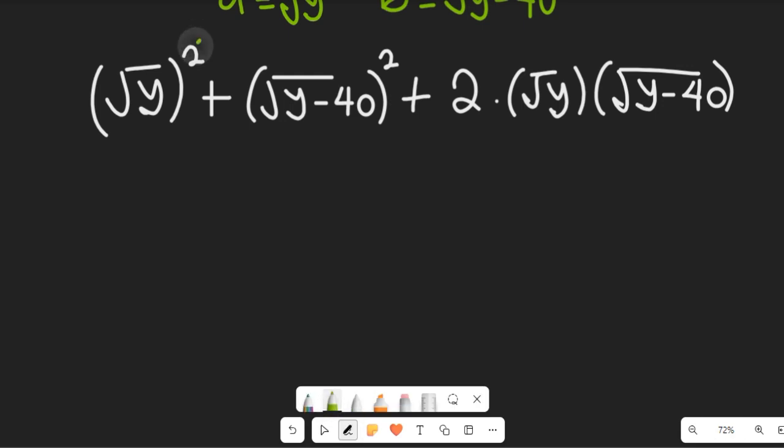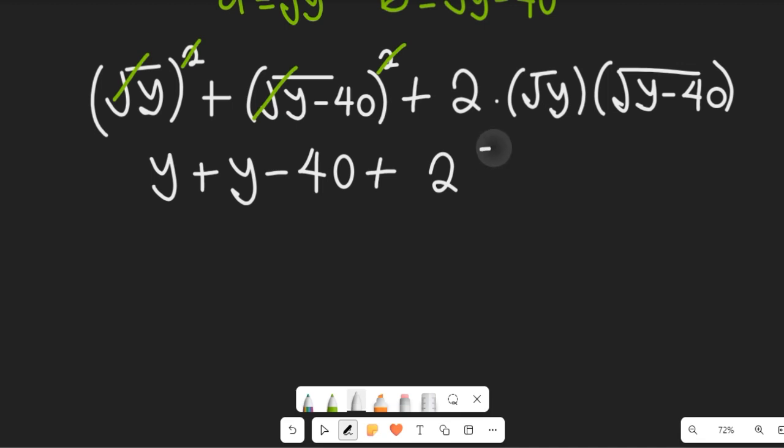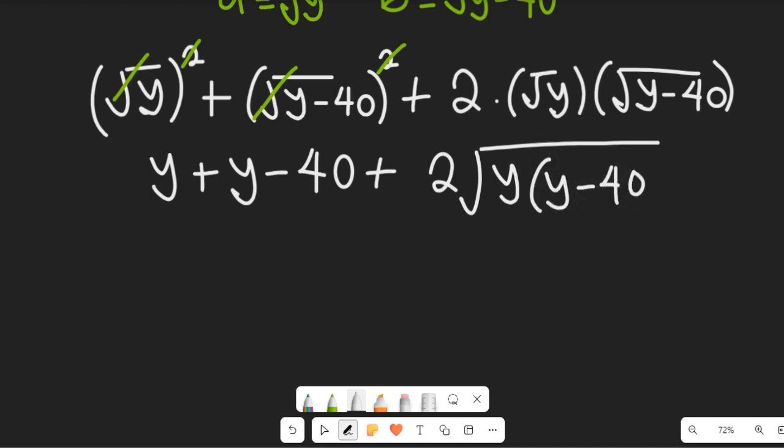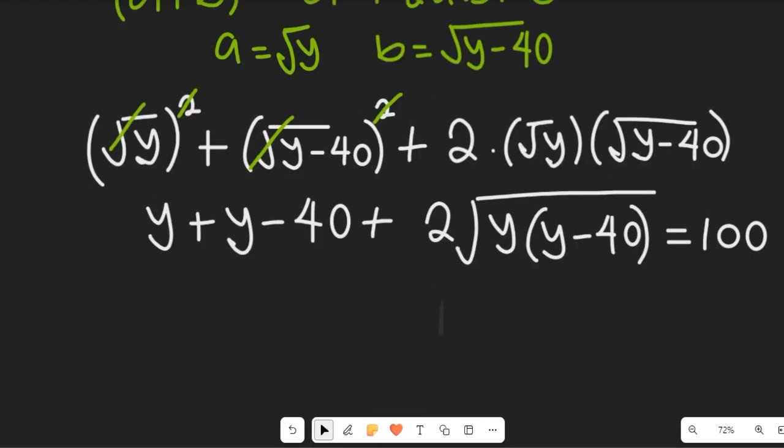So if we take that expansion, in the next step, we're going to expand this, and you see that this will automatically clear this, and in this step, this will also clear this, and then we'll be left with y plus y minus 40 plus 2 multiplied by the total square root of y multiplied by y minus 40, and that is that. Remember, all this is equal to 100, which is what? 10 what? Which is 10 squared.